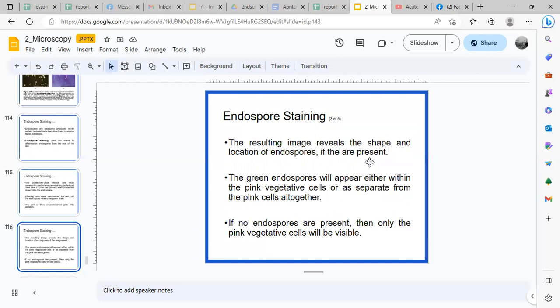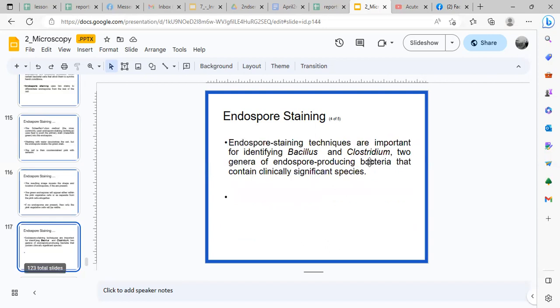So using this technique, you can locate the endospores and see their shape. The green color will appear within the vegetative cells or separate. Okay. So if there is no green color, there are no endospores present, and only the pink will be visible. So you use this technique to identify Bacillus and Clostridium. So these are bacteria that produce endospores. Okay, so they're important clinically.